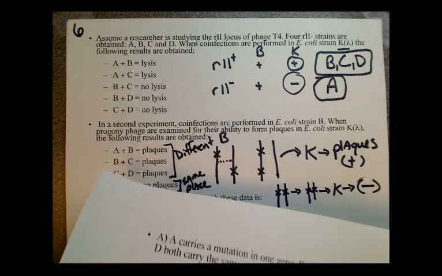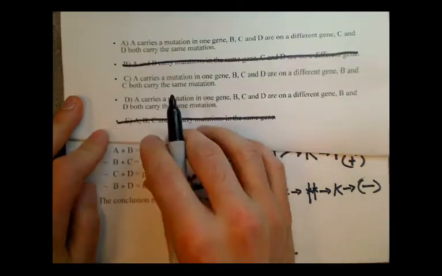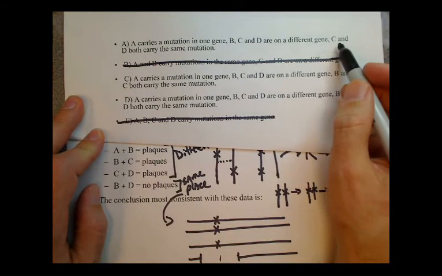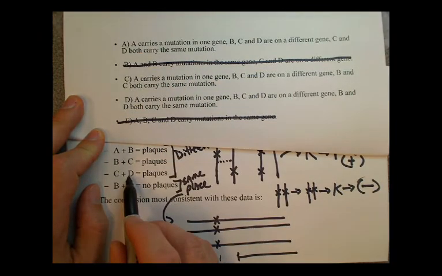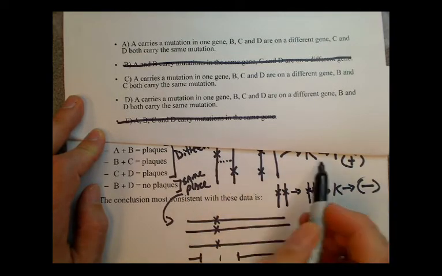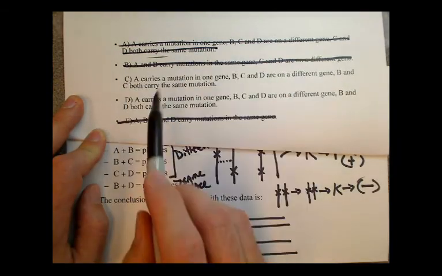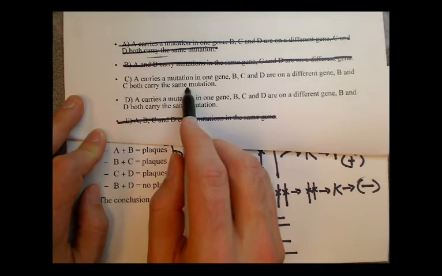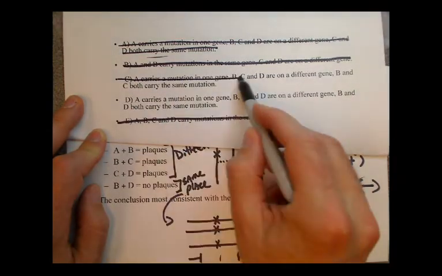So what about the rest of the problem then? If we look at what forms plaques and what doesn't, we can go to the second part. C and D carry the same mutation. So C and D, when we do this experiment, we do get plaques out, which indicates that they must be in different places because we're getting wild-type sequences back out. So that's out. All right. B and C carry the same mutation. So B and C gives us plaques. They must carry different mutations.